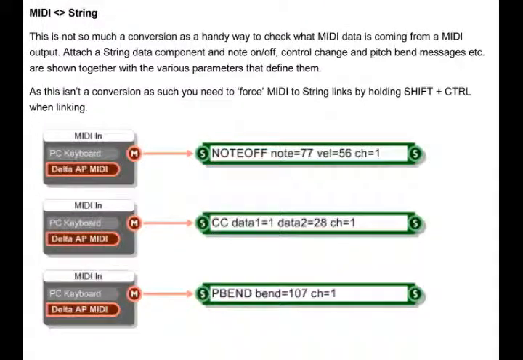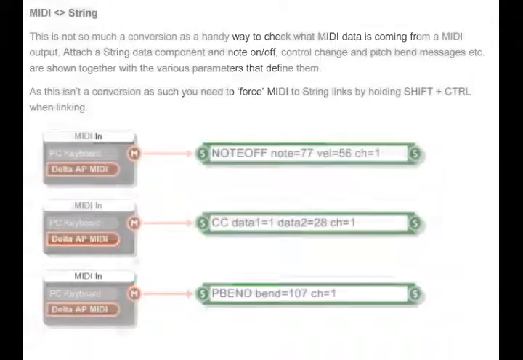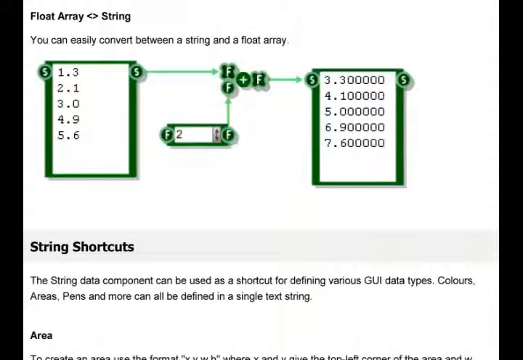MIDI, String. This is not so much a conversion as a handy way to check what MIDI data is coming from a MIDI output. Attach a string data component and note on/off, control change and pitch bend messages etc. are shown together with the various parameters that define them. As this isn't a conversion as such, you need to force MIDI to string links by holding Shift+Ctrl when linking. Float array, String. You can easily convert between a string and a float array.